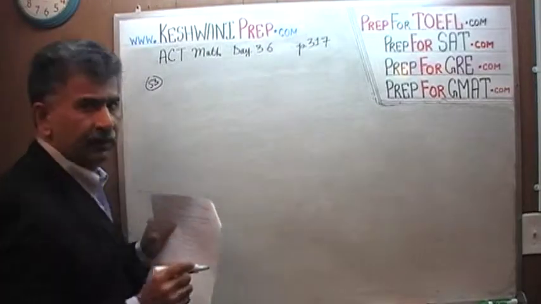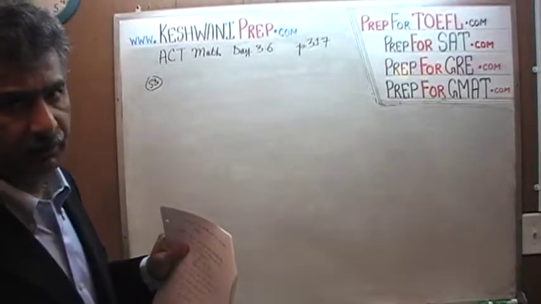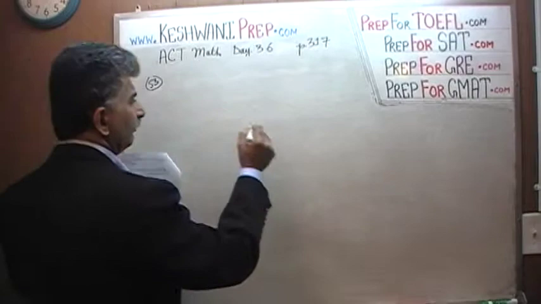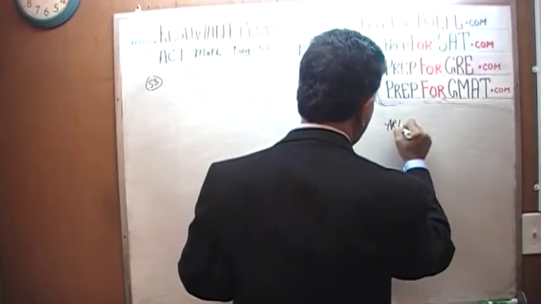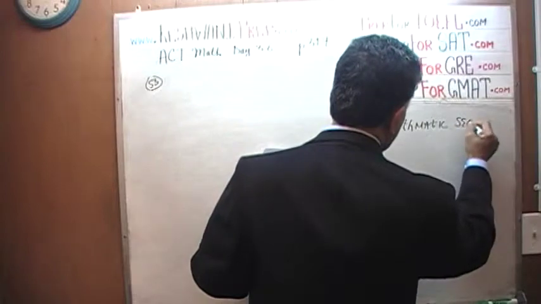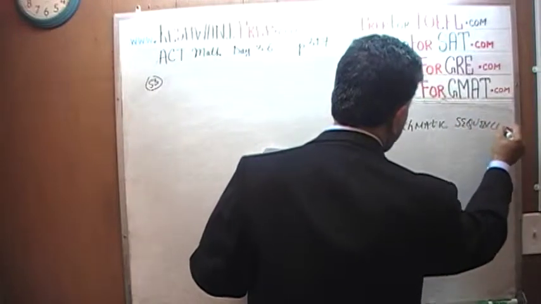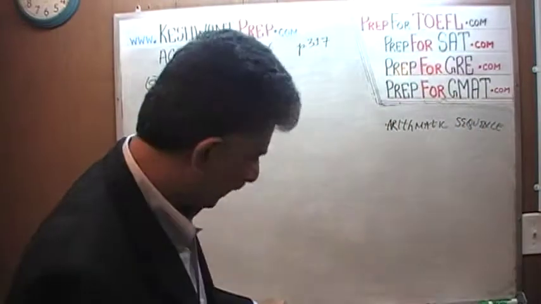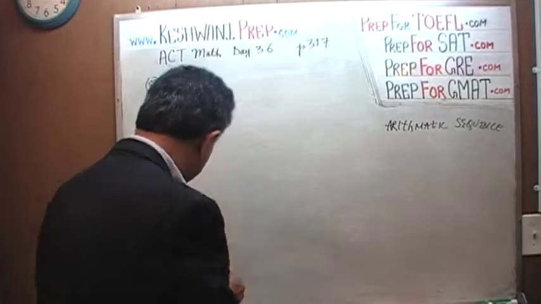Problem number 53 deals with what is known as an arithmetic sequence. Let me change the marker. This marker is not quite dark enough.